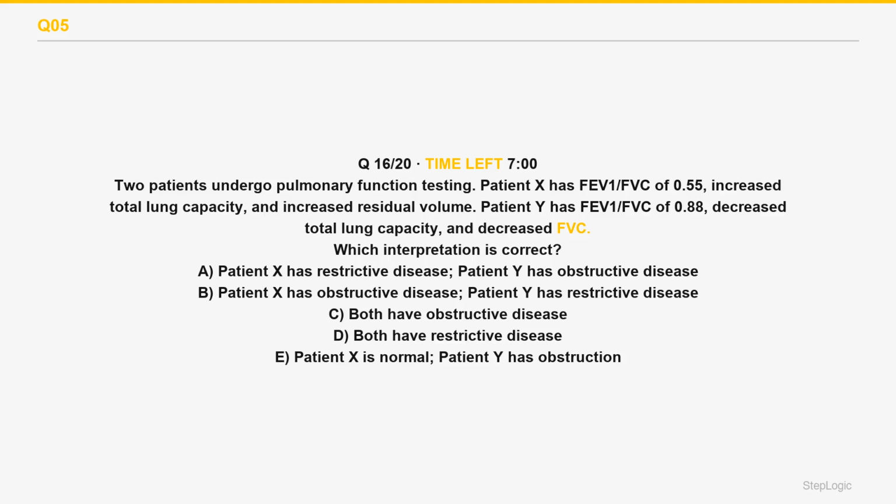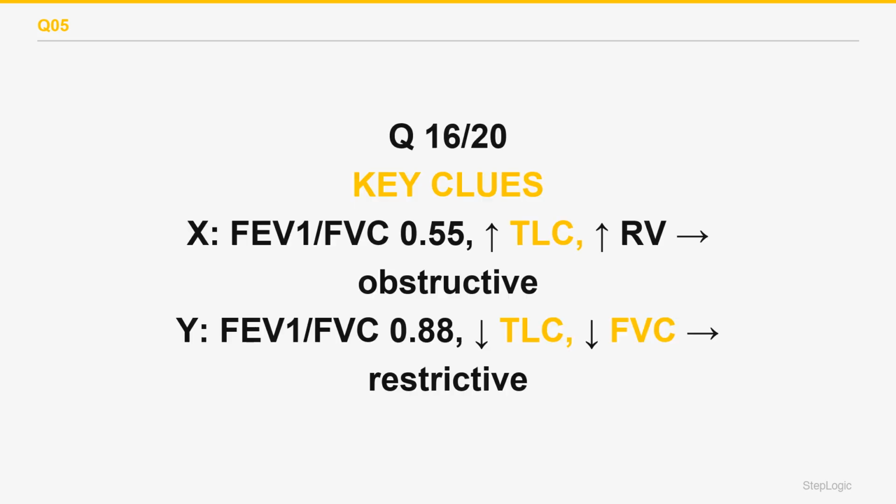Read the command. Which interpretation is correct? Patient X: low FEV1/FVC ratio, high TLC and RV, obstructive. Patient Y: high FEV1/FVC ratio, low TLC and FVC, restrictive. The FEV1/FVC ratio is the master discriminator. In obstructive disease, asthma, COPD, emphysema, airflow out is limited, so FEV1 falls more than FVC, dropping the ratio below 0.7. Air gets trapped, so total lung capacity and residual volume increase.